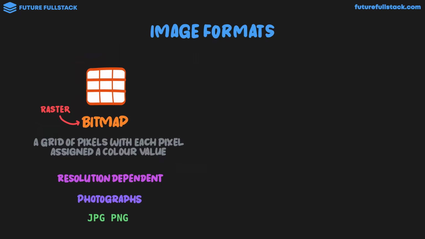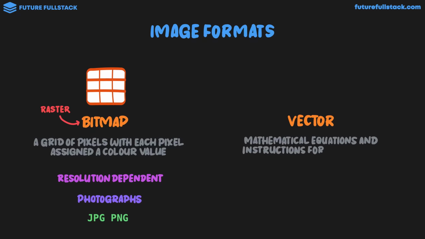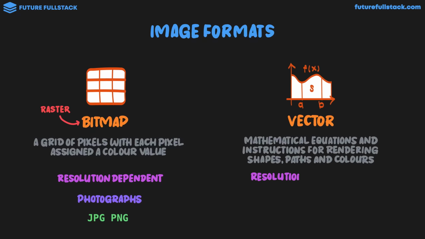Now, the other image type is called a vector image. These images are made by mathematical equations and instructions for rendering shapes, paths, and colors. They are resolution independent, meaning that if the image is enlarged, it won't lose quality because it is being described mathematically as opposed to with a fixed number of pixels. Vectors are commonly used for smaller images, like logos and icons.